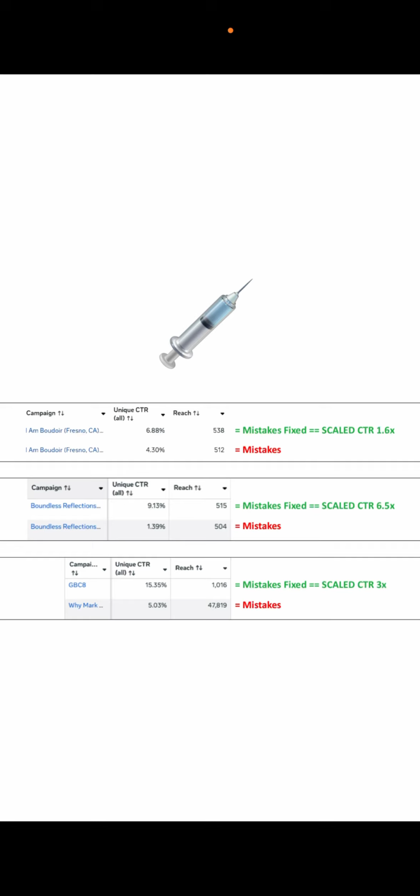Second ad down there, ad was only getting into like 1.5 out of 100 people's brains. I had some mistakes, fixed those mistakes up, and got the ad to 9 out of every 100 people's brains. So scaled CTR 6.5x. And third ad, we are at 5 out of 100, got it up to 15 out of 100. So scaled CTR 3x.